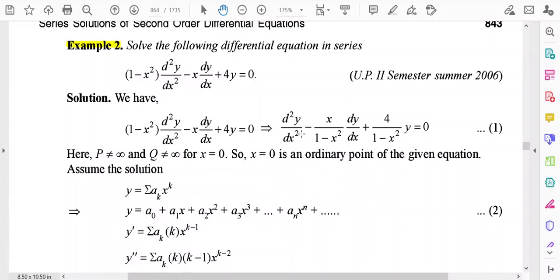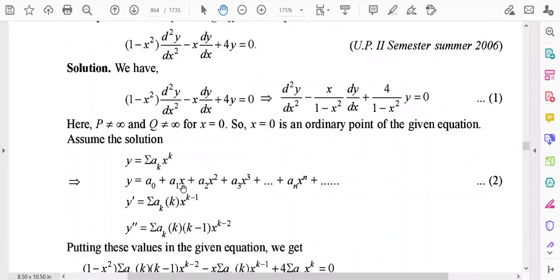This is the standard format of the differential equation. So p is equal to x by 1 minus x square and q is equal to 4 by 1 minus x square. And clearly for x is equal to 0, p is not infinity and q is not infinity. So x is equal to 0 is an ordinary point of the given differential equation.